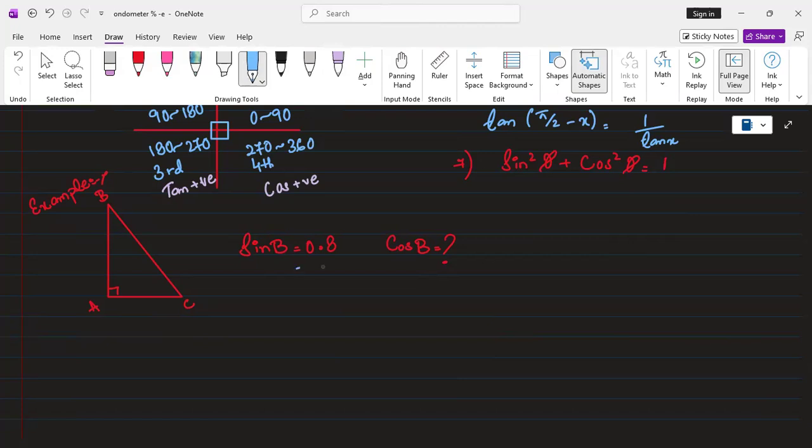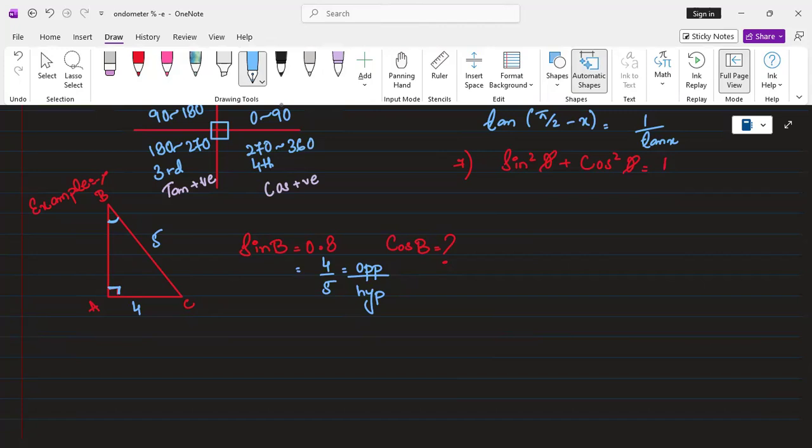Otherwise, you can also write this 0.8 as 4 upon 5, right? Now I know what sine b represents. Sine B is opposite over hypotenuse, right? So if this is B, that means opposite is 4 and the hypotenuse is 5. We have studied geometry, and in geometry we have figured out there are two golden ratios of triangles. One is 3, 4, 5, and the second one is 5, 12, 13.